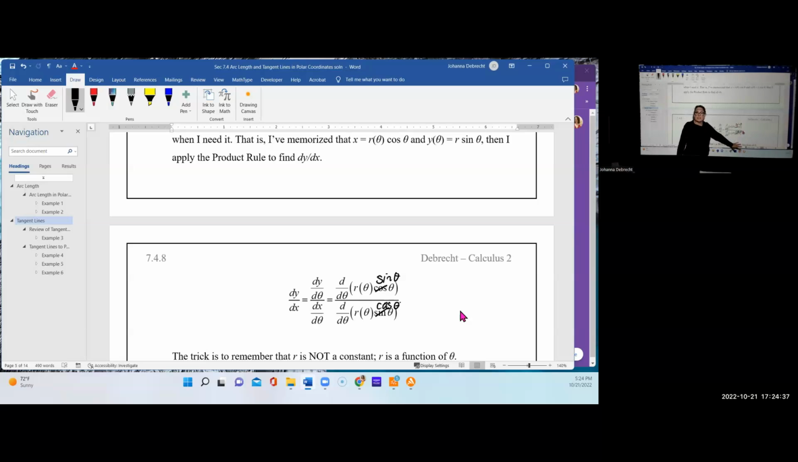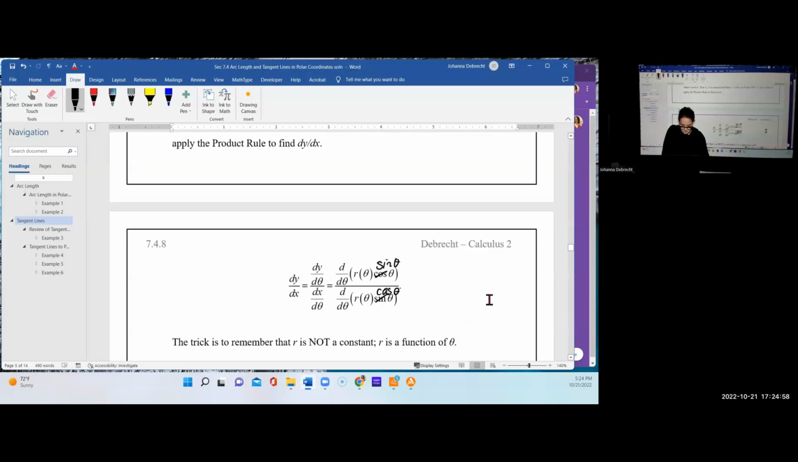So you can derive it each time, all right? And this is what I actually do. I've just memorized that y is r sine theta and x is r cosine theta, and I apply the product rule. I've memorized the definitions of x and y, and I know that r is not a constant, so I know I have to use the product rule.